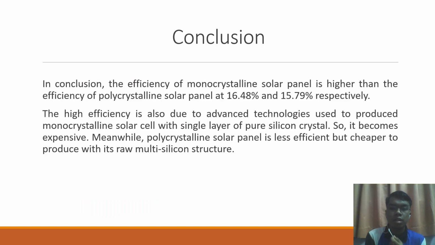In conclusion, the efficiency of monocrystalline solar panel is higher than the efficiency of polycrystalline solar panel. It is due to the advanced technology used to produce the monocrystalline solar cell with a single layer of pure silicon. So it becomes expensive. Meanwhile, polycrystalline solar panel is less efficient but cheaper to produce with its raw multi-silicon structure.